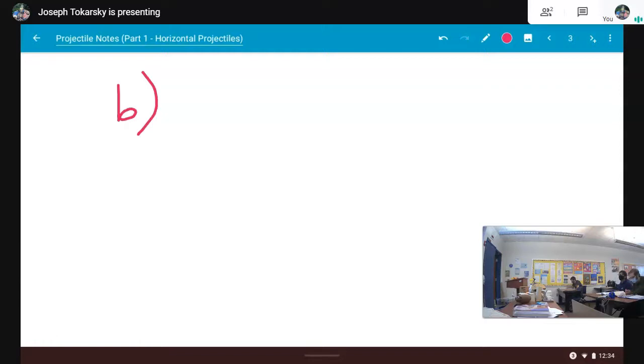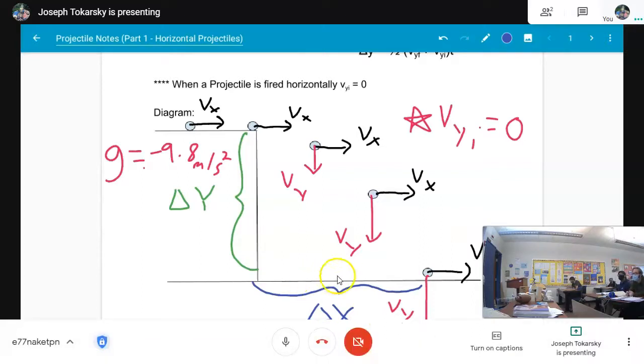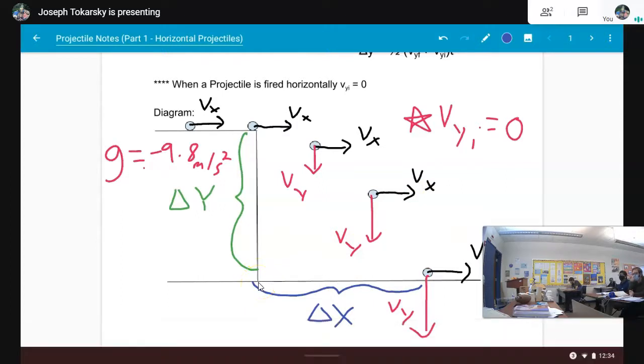Part B says, how far from the base of the cliff does it hit? What is it asking me to find? Let's go back to my generic diagram. How far from the base of the cliff would be what variable? It's up there looking right at you. Where's the base of the cliff? Here, right? How far from it? Well, there's only two distances involved. They already gave me delta y, so this has to be delta x. That's what they're asking me for.